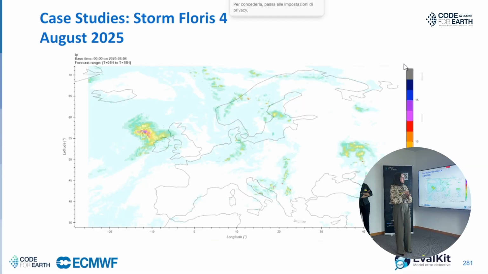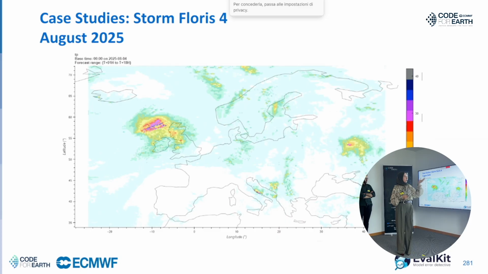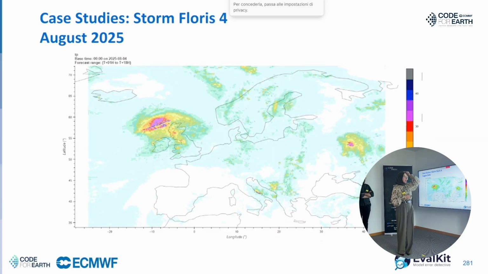And the second event is Storm Floris from 4th August 2025, which affected the northern part of Scotland. Here we used the animated dynamic map, and we can see the storm was moving. So we can see the evolution of the storm using this tool.